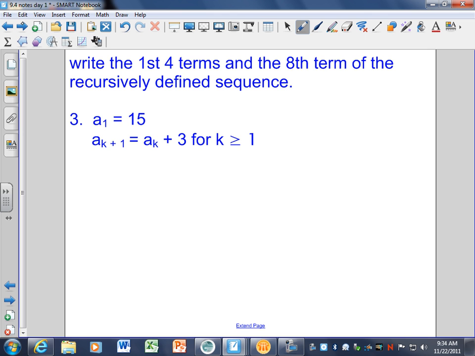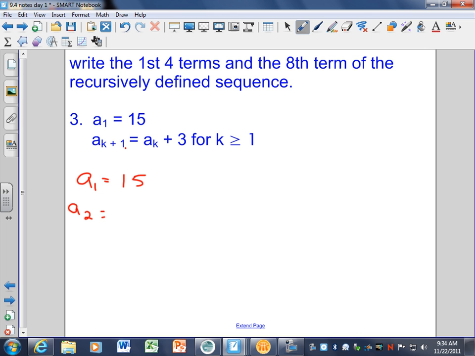On this one, write the first four terms and the eighth term. The first four terms, do you agree? The first term is 15. And then here's what recursive means. It means to use this formula, you have to know the one before it. And they tell us that k is starting greater than or equal to 1. So our first number that we're going to plug in here for k would be 1. So I'd actually get 1 plus 1, which would be a sub 2. Yes?